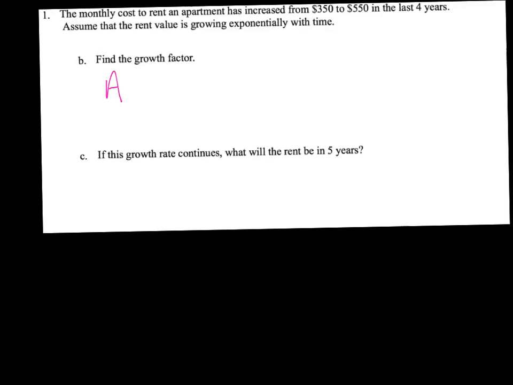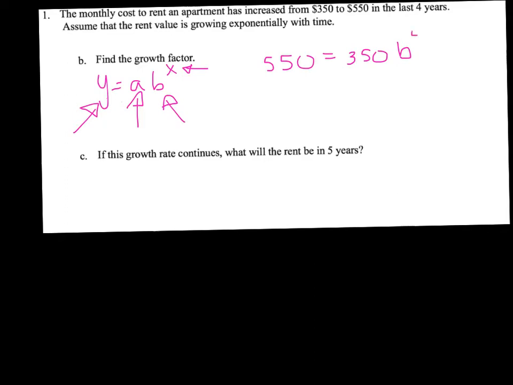We are using this function, y equals ab^x, where y is your new value, a is your initial value, b is your growth or decay factor, and x usually represents time. If our new rent is $550 and our original was $350, we're looking for b, the growth factor, and it's been going on for 4 years. So I'm just solving for b here.